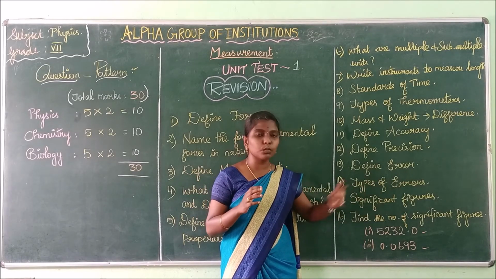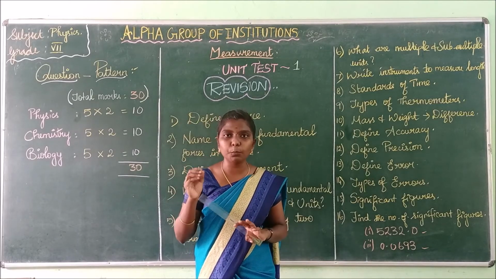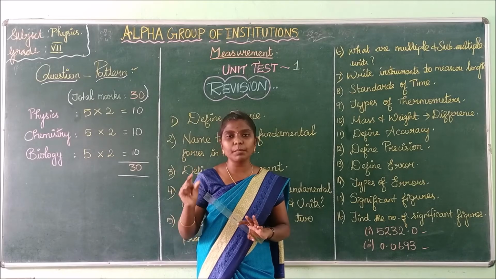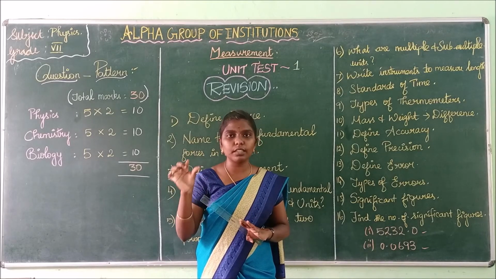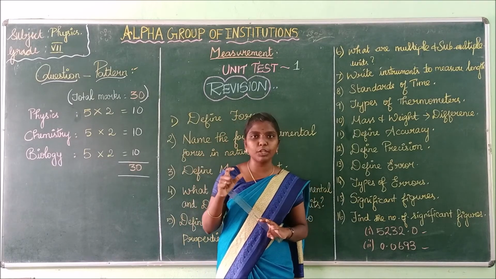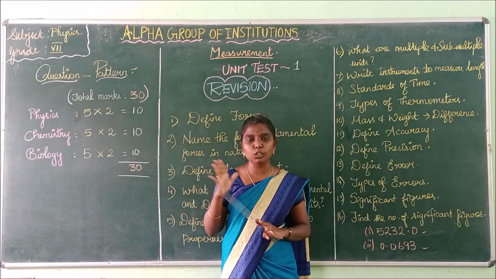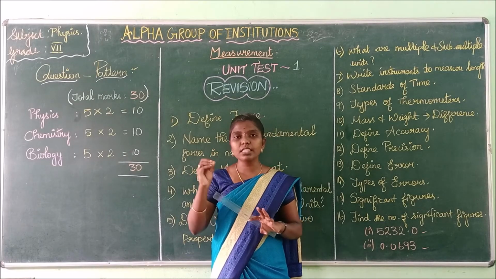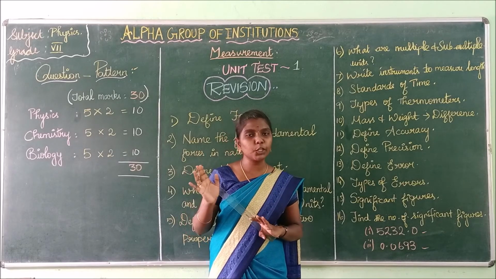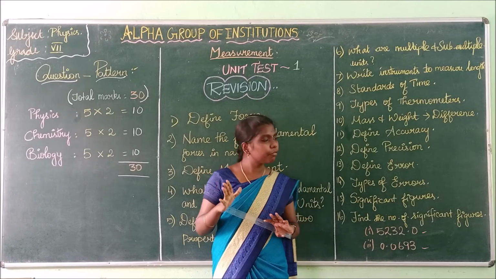Next, define error. What is error? Uncertainty in measurement of physical quantity is called error. Read the spelling for uncertainty carefully. Error is the difference between the true value and measured value.